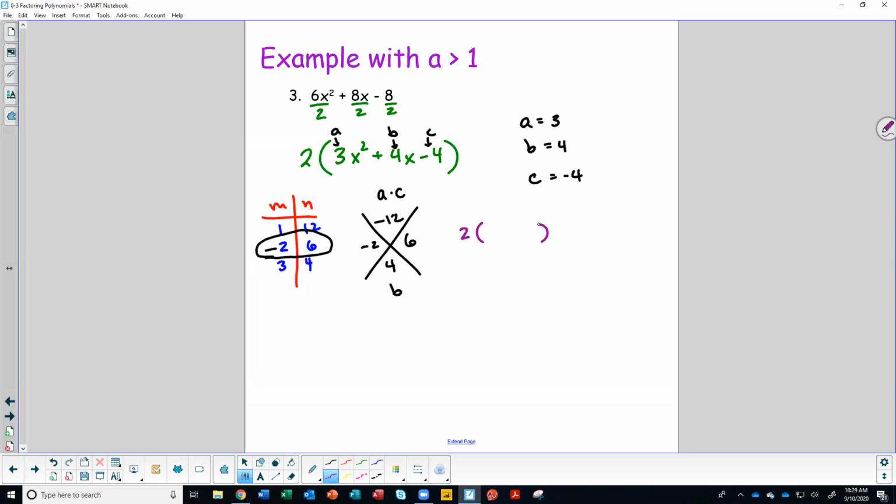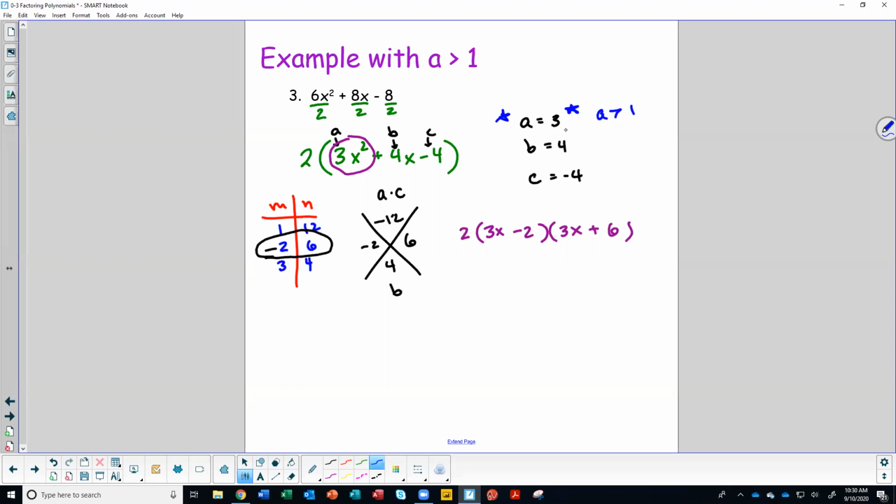But when I break apart the parentheses, I have to break apart this one's power. So instead of 3x squared, it becomes a 3x and a 3x. I break apart the power, and then I put the side numbers, minus 2 plus 6. Okay, this is the first time we've had a problem where a is larger than 1. A is greater than 1.